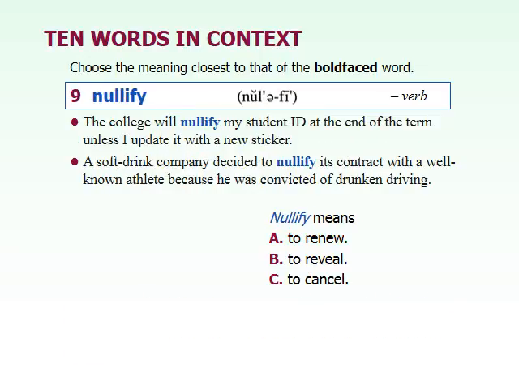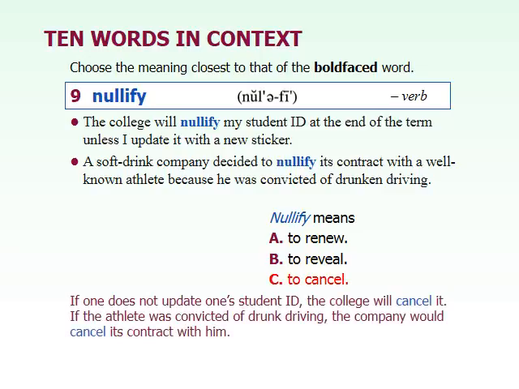So our next word here is nullify, and this one again is this ify ending, making it a verb. The college will nullify my student ID at the end of the term unless I update it with a new sticker. A software drink company decided to nullify its contract with a well-known athlete because he was convicted of drunken driving. What nullify means is to cancel.